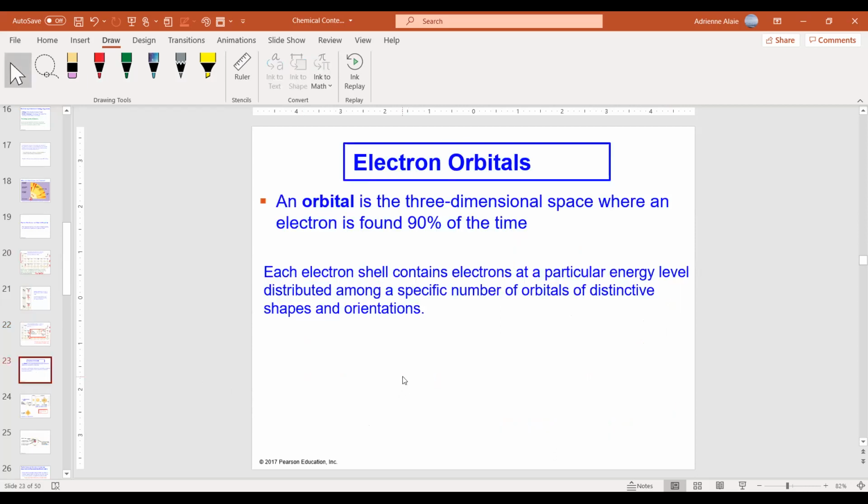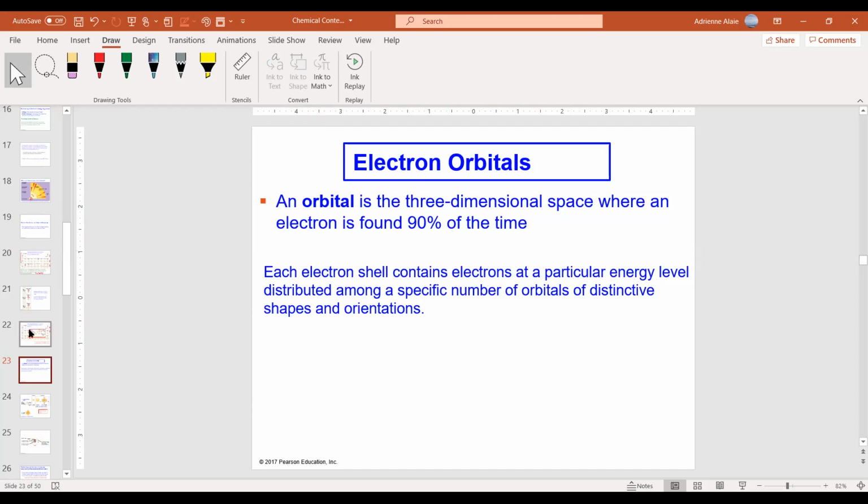Okay, now we have to go back to the idea, and I mentioned this before, of what an electron orbital is, because these shells are really nice, but we have to get a little bit more specific about where these electrons might be buzzing around the nucleus. I defined it before, and I had it on an earlier slide, and I bring it back again. An orbital is the three-dimensional space where an electron is found 90% of the time.